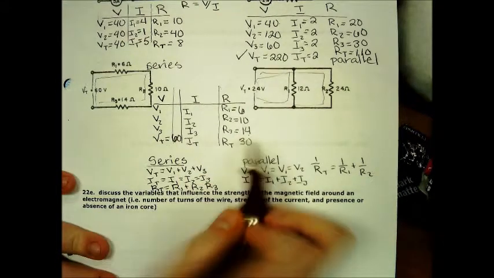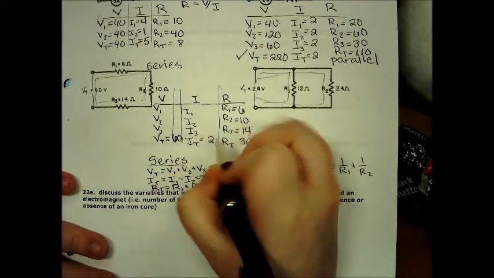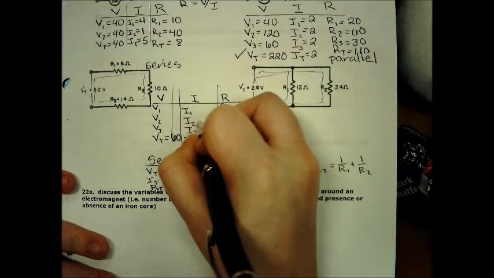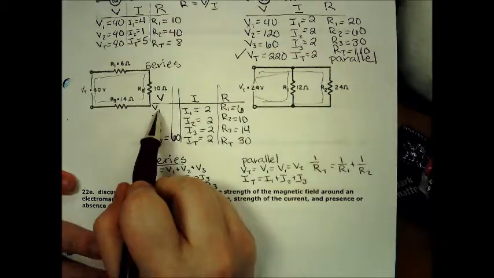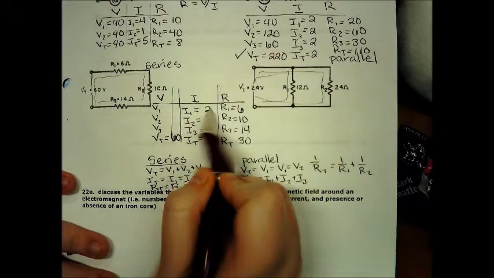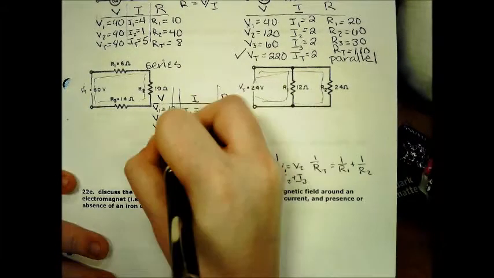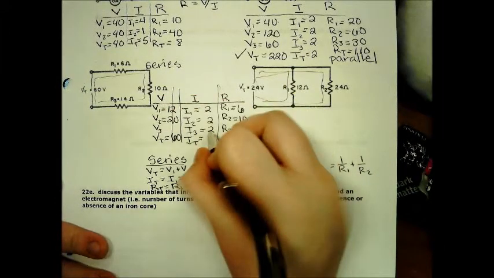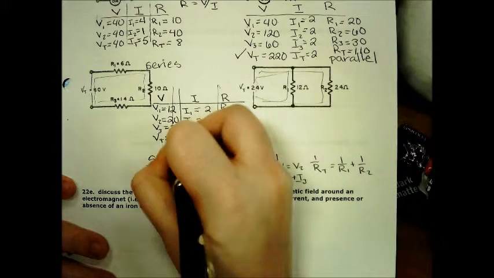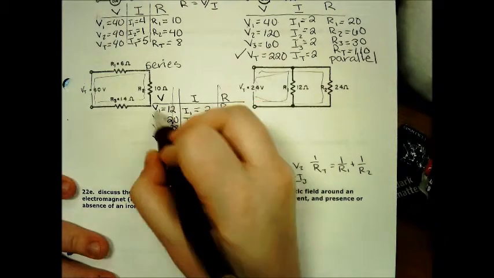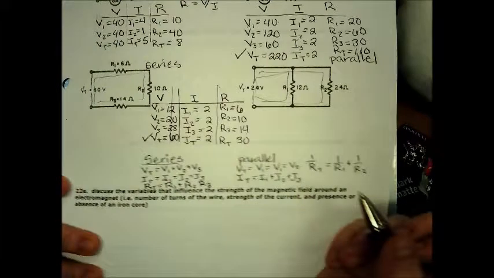To get I, we're going to do V over R. 60 divided by 30 is 2. Current is always the same in series, so all of these are 2. Then we can find V just by multiplying. 2 times 6 is 12. 2 times 10 is 20. 2 times 14 is 28. And V1 plus V2 plus V3 does in fact add up to 60.